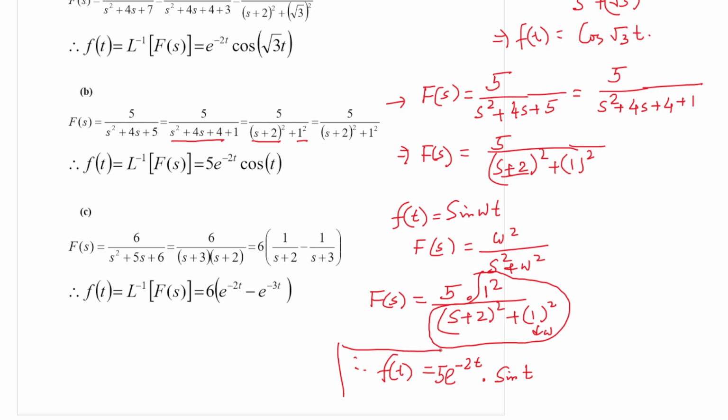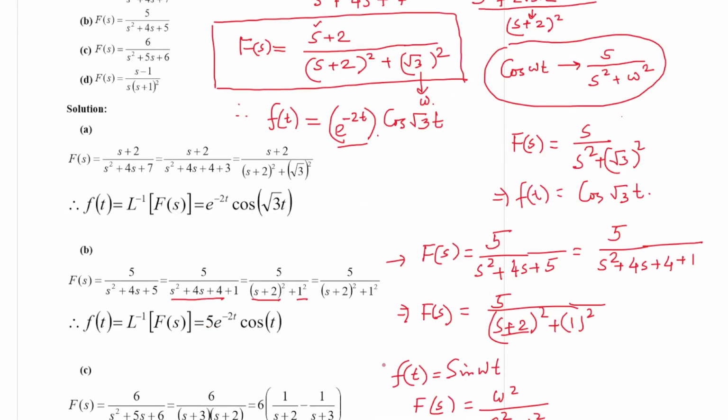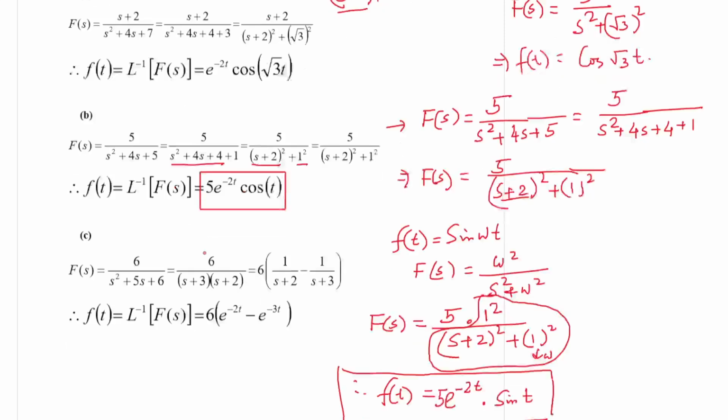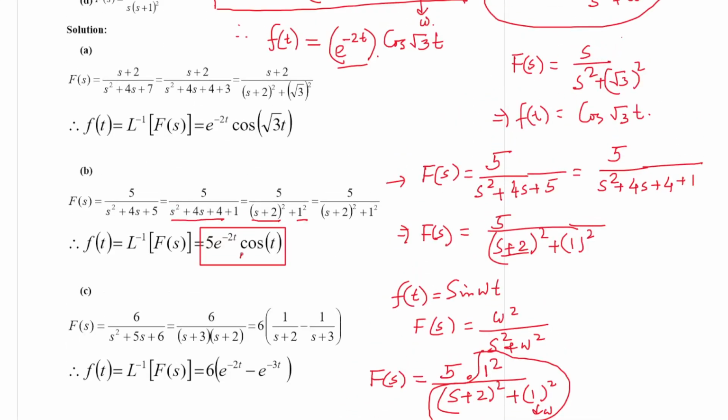So the inverse Laplace transform of the second function is nothing but 5 e to the power minus 2t into sine t. It should be sine, not cosine. So there is a mistake in the printing, it should be sine t. If it is a cosine, then there must be an s in the numerator.